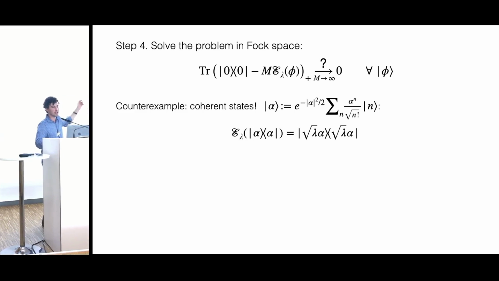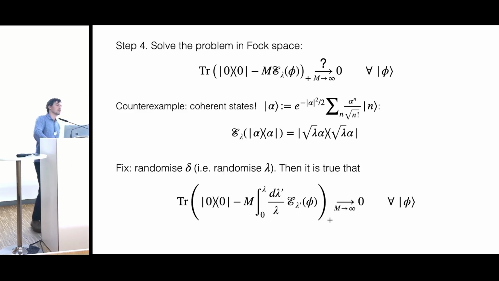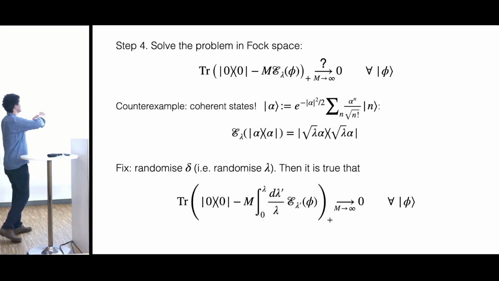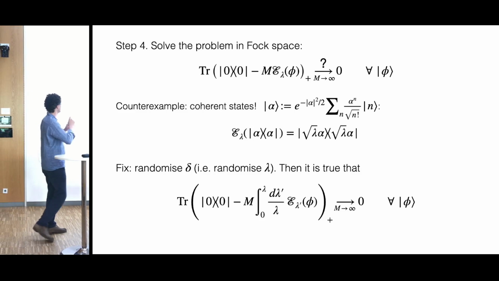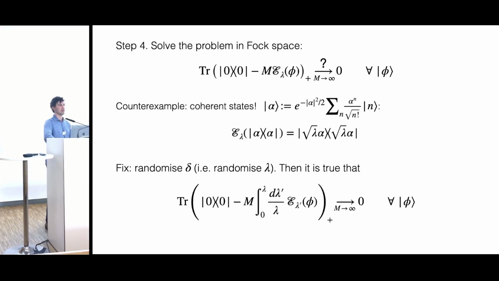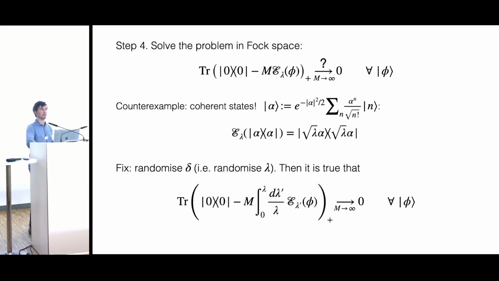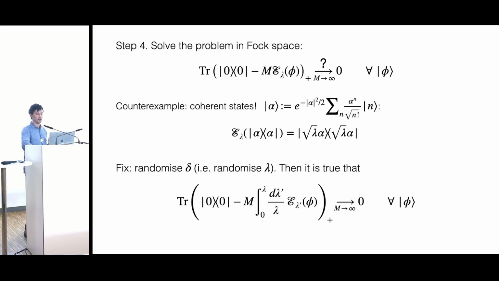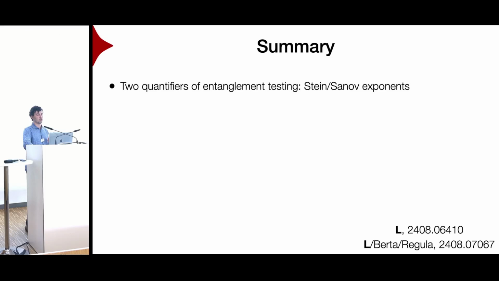because 0 is not in the support of any other pure state. And okay, there's a simple fix, which is to randomize the parameter delta over which we take the blurring. And in this way, this is easily proved in the Fock space. Okay, and that is the end of the quantum proof.